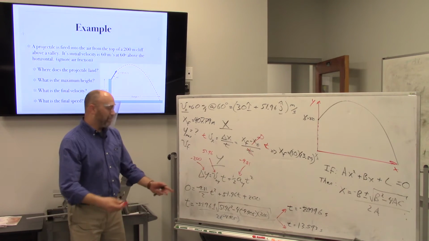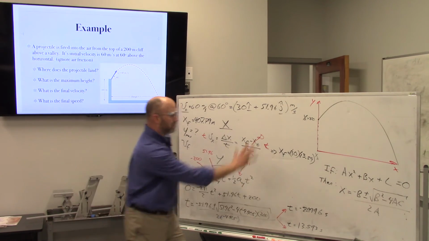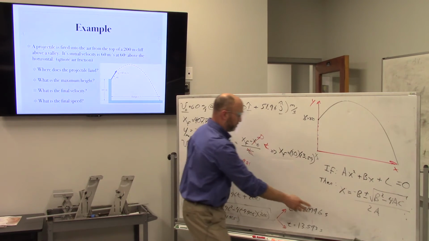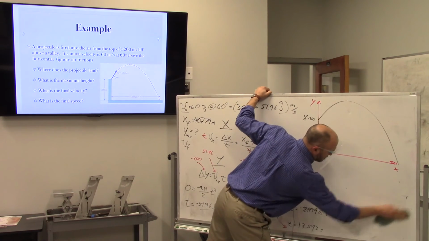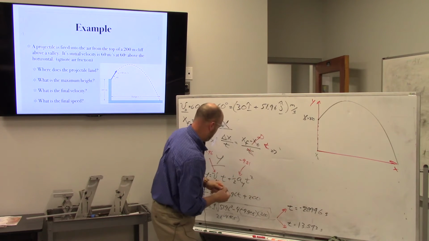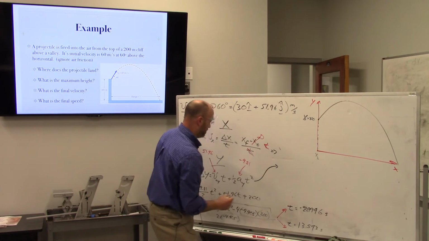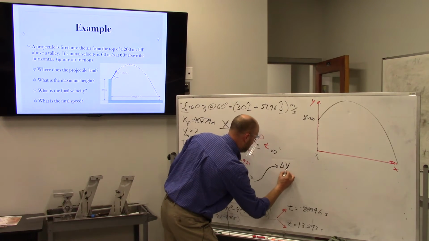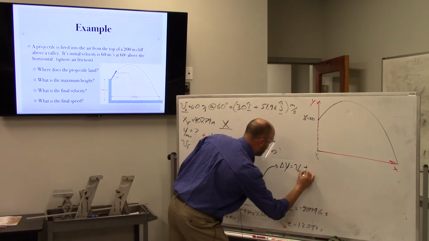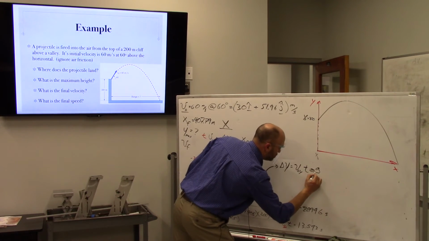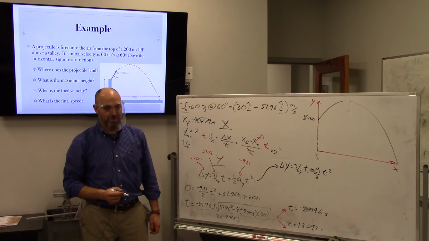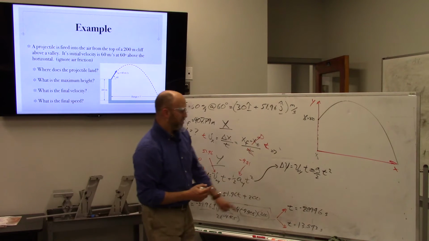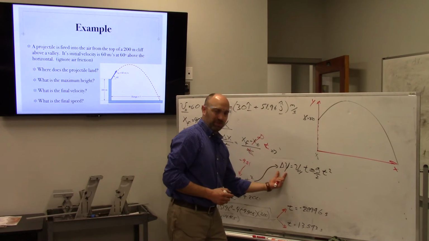Let me write it out. Can I erase all this? Actually, I'm gonna save that picture for later. Take this equation, delta y is equal to v naught y times t minus g over 2 times t squared. Take the derivative. What does that give you? V naught y minus the derivative of this piece. Well, let's do this piece first. Delta y, take the derivative.